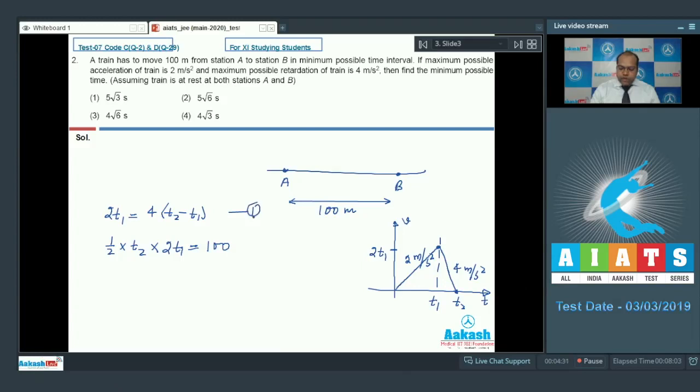On solving equations 1 and 2, I will get the value of t2, which is the minimum possible time. That comes out to be 5 root 6 second. So option 2 is the correct answer. Let's move to question number 3.